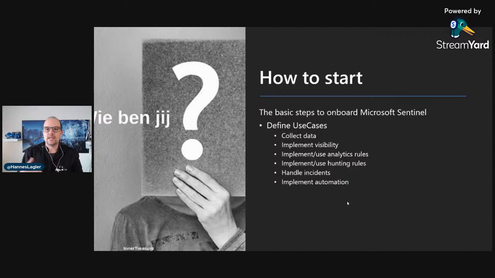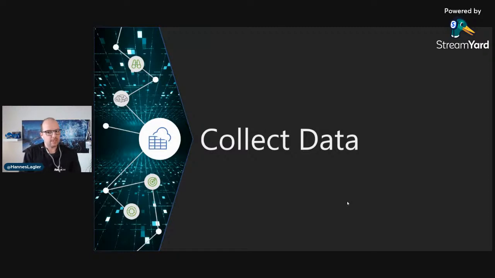Then we go ahead and implement visibility, implement the use cases based on analytics rules and hunting rules, handle incidents, and at the end, implement automation. So how does it work? Collect data. That's the first process. So first of all, think about the use cases. Think about where we can get the data. And then we are talking about the collect process.